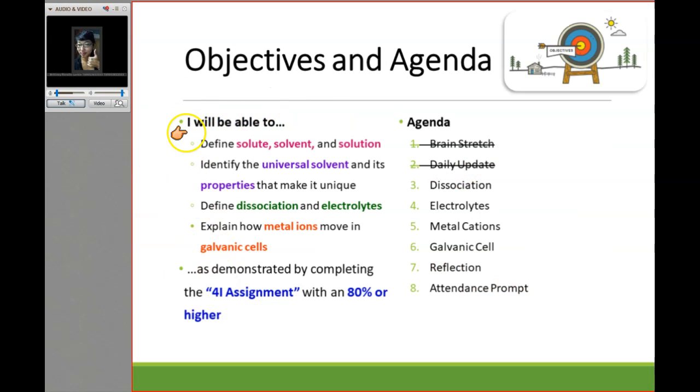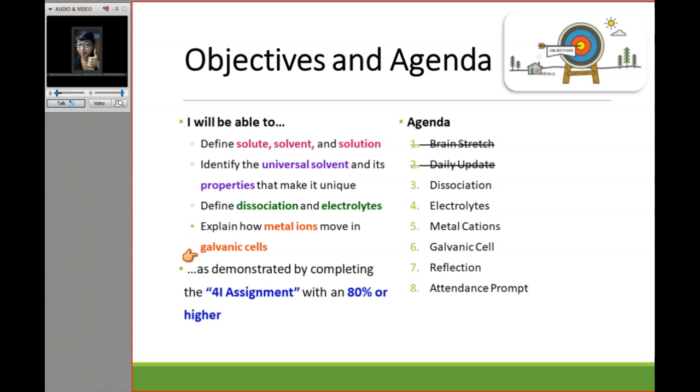Sorry, that slide is incorrect. We're going to talk about solute solvent solutions, something you already know. We'll talk about the universal solvent, again, review of what you already know. We'll define dissociation and electrolytes and explain how metal ions move in galvanic cells. So these first two are review. That should help give us a strong basis for these last two.